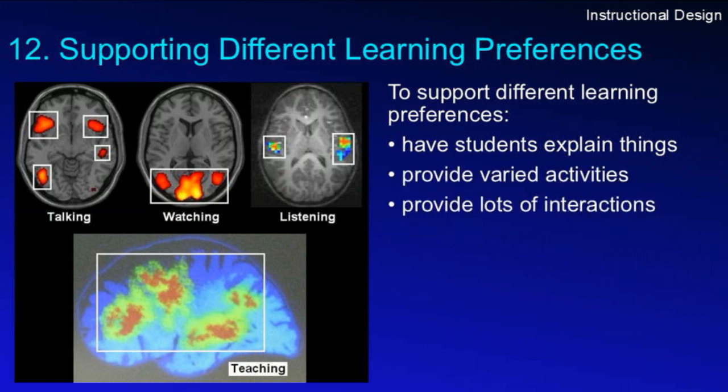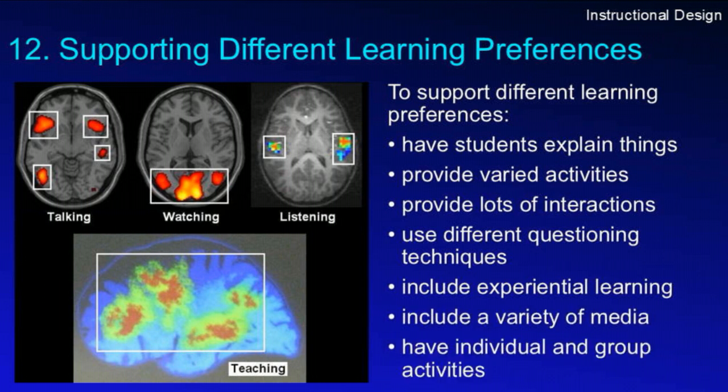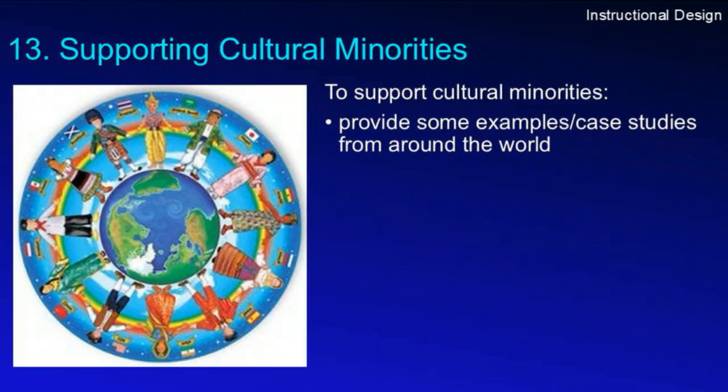Okay, explain things, variety of activities, lots of interactions, different questioning techniques, experiential learning. In other words, do it, think about it, reflect, and then make changes. And we probably don't get our students to reflect enough. Variety of media, and individual and group activities. And one more. To support cultural minorities, have examples and case studies from around the world.